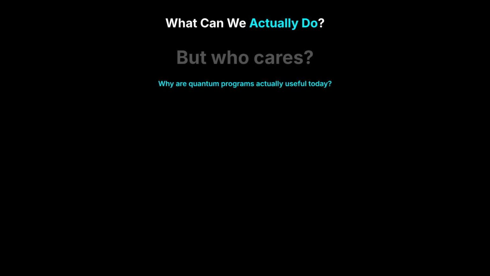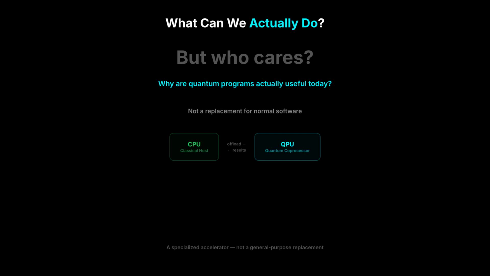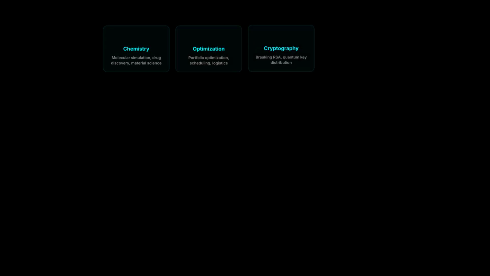Great, quantum computers are cool and quantum programming is interesting, but who cares? Why are quantum programs actually useful today? Well, quantum programs are not a replacement for normal software. You're probably not going to be building a web server or a game engine with a QPU, or walking around with a phone that has a quantum chip in your pocket. It's better to think of quantum programs as a specialized accelerator workload, more like a strange coprocessor than a general replacement for CPUs.